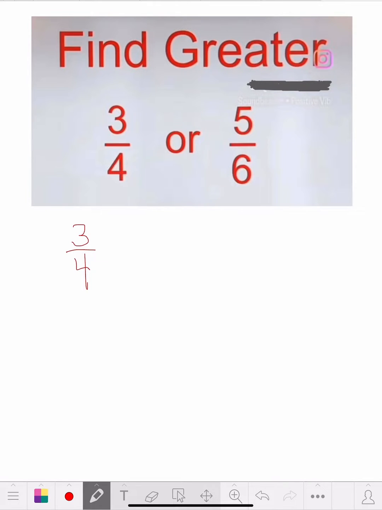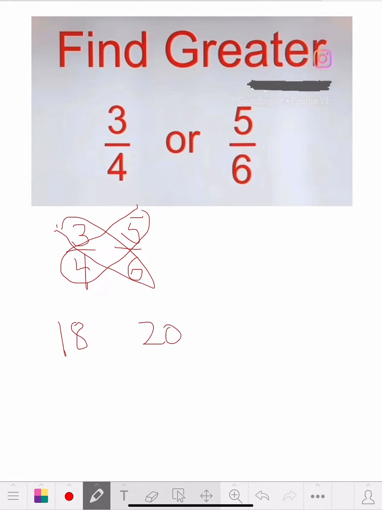You got 3/4, and then you got 5/6. You actually multiply. This is the first number, 3. You multiply it by the fourth number, which is 6. That gives you 18. Now the next one, you multiply the 4 times the 5, which is 20. Which number is greater? The 20 is greater, so it looks like this.